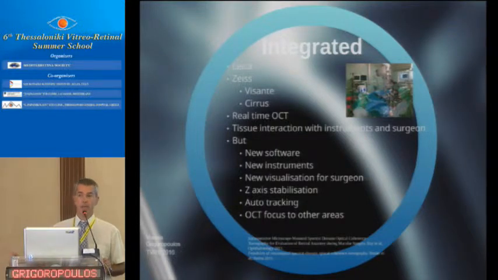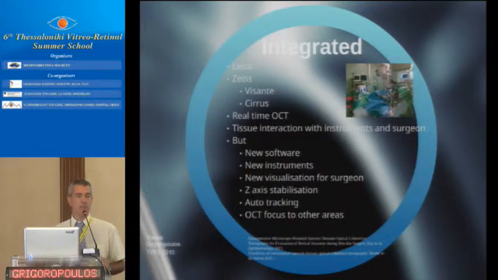It's the first time that we had real-time OCT, so the surgeon could have OCT at the same time as he was operating. It was the first time that you could see the tissue interaction with the instruments and with the surgeon, but we started having some new issues. We started needing new software because it was a real-time OCT. We needed new instruments, and you'll see later on why we need new instruments. You need a new visualization as a surgeon because you were the surgeon, you were doing things in the eye.